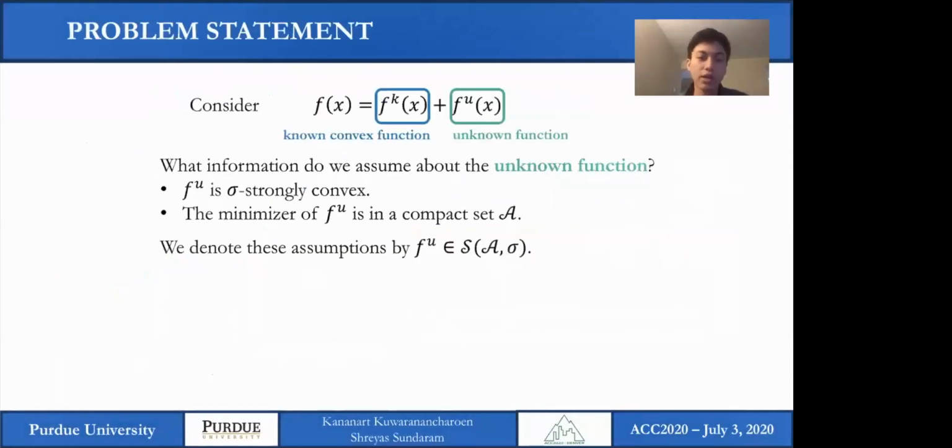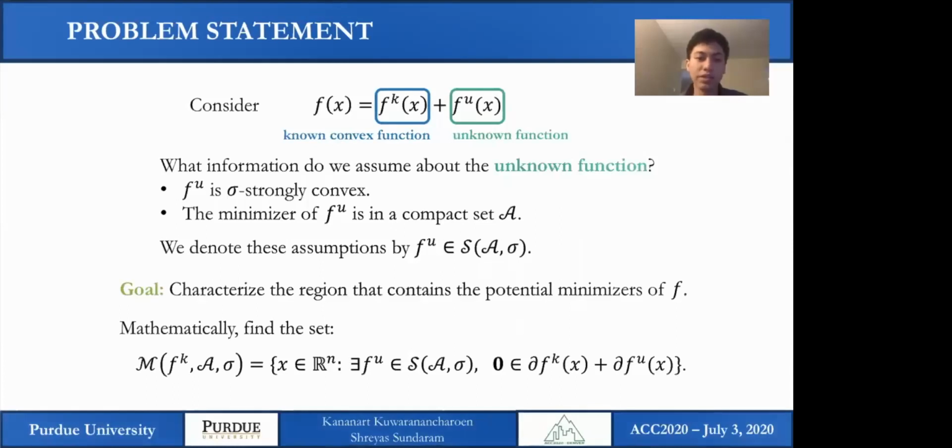Formally, we consider the sum of known and unknown functions. The unknown function is assumed to be sigma strongly convex and have the minimizer in the set A. Our goal is to characterize the set that contains the minimizer of the sum, denoted by M. The descriptions of M are just our assumptions on the unknown function and the first-order optimality condition.